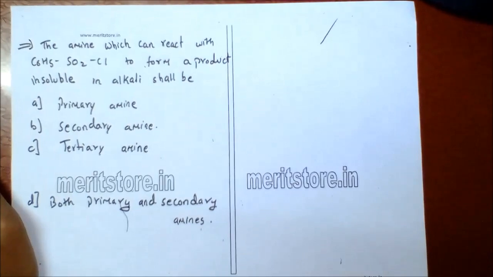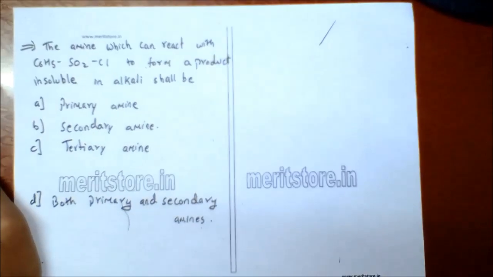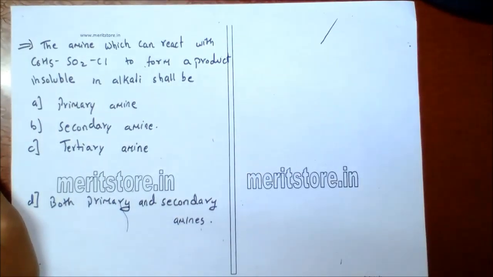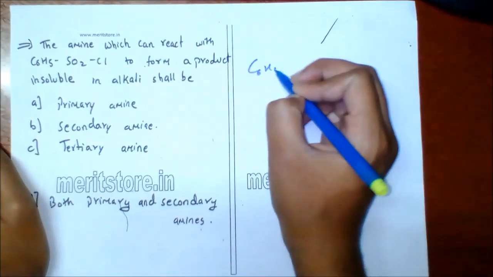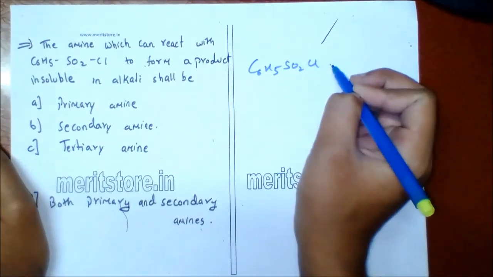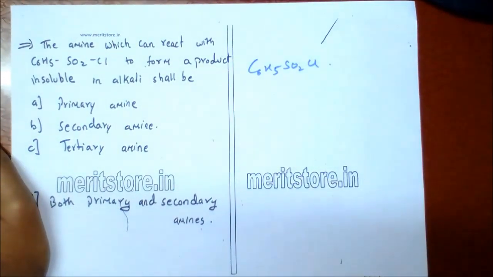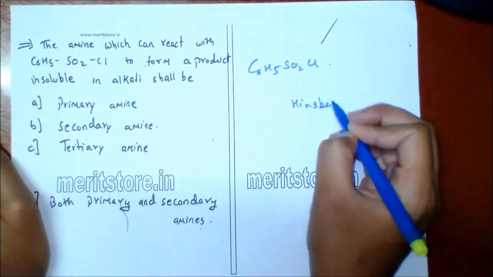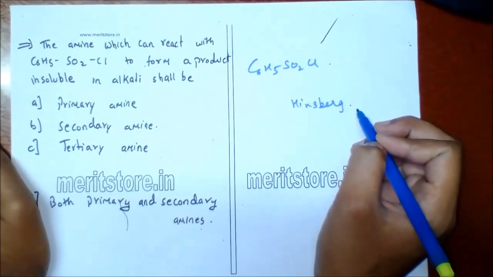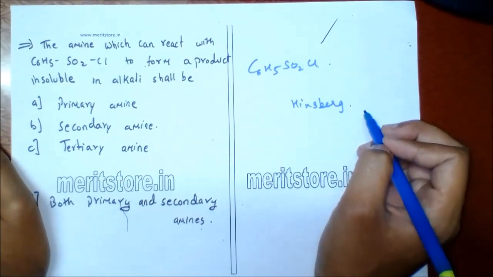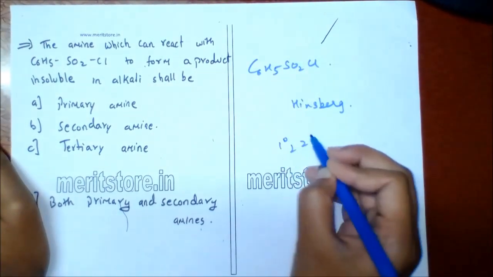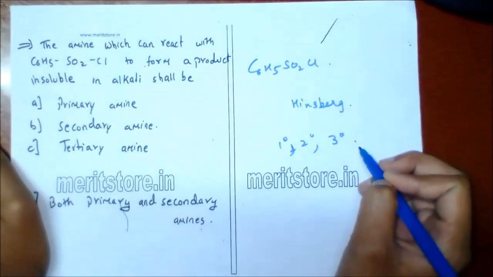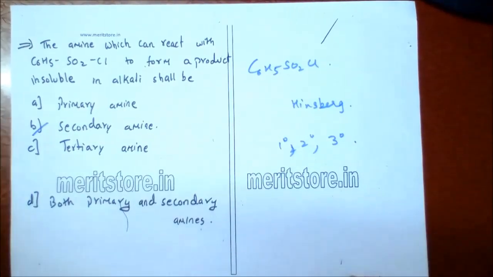The amine which can react with C6H5SO2Cl to form a product insoluble in alkali shall be: A. Primary amine, B. Secondary, C. Tertiary, D. Both primary and secondary amine. So C6H5SO2Cl is called Hinsberg's reagent. This reagent reacts with secondary amine to form a product insoluble in alkali. This reaction is used to separate primary, secondary and tertiary amine from the mixture. So option B is the correct answer.